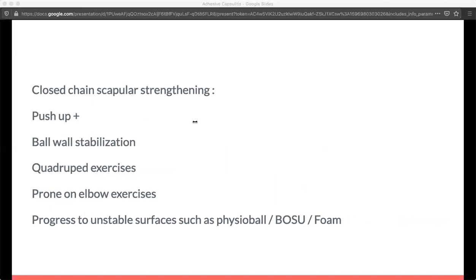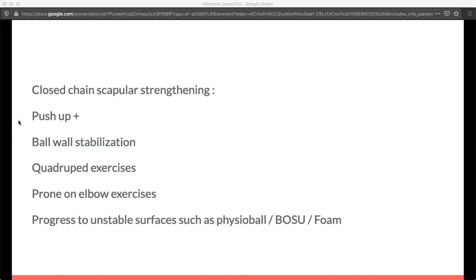Closed chain. Closed chain exercises are my favorite kind of exercises, for so many reasons. Let's not get into the reasons. Let's just talk about the exercises. Push-up plus. So push-up with pronounced protraction at the end of the push-up.